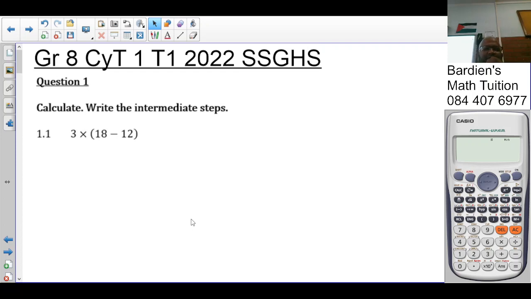Alright, so question 1, the question says calculate with intermediate steps. So let's do this quickly. Firstly we're going to do the brackets first, so it's 3 times 18 minus 12 is 6. And 3 times 6 is 18.